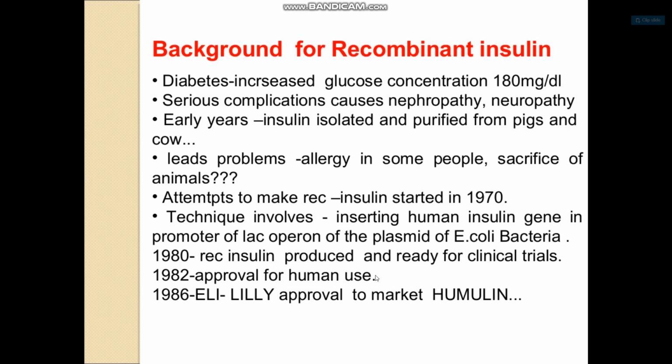Background of recombinant insulin: first, diabetes, increased glucose concentrations. Serious complications cause nephropathy. In early years insulin was isolated and purified from pigs and cows, which leads to problems like allergy in some people and sacrifice of animals. Attempt to make recombinant insulin started in 1970. So the technique involves inserting the human insulin gene in the promoter of the lac operon of the plasmid of E. coli bacteria.